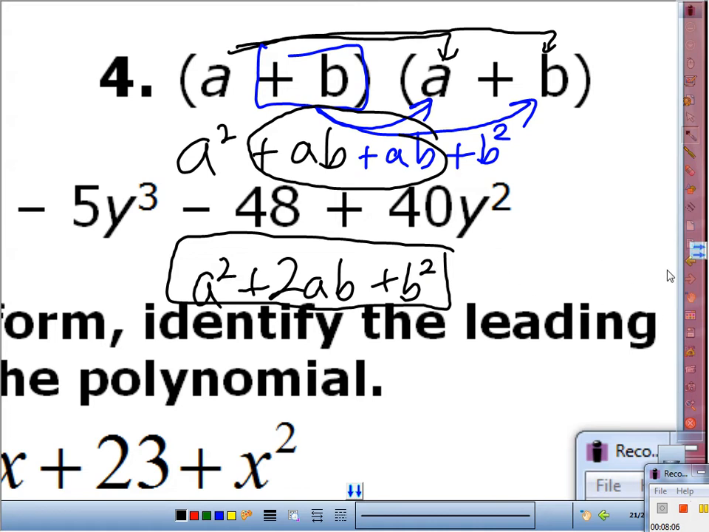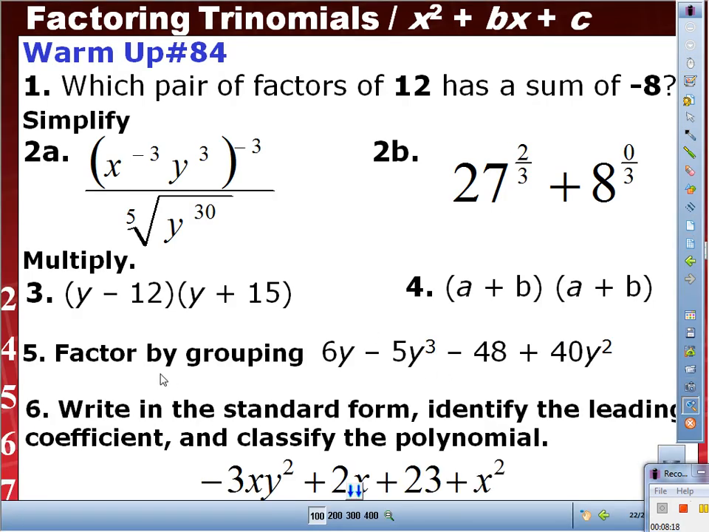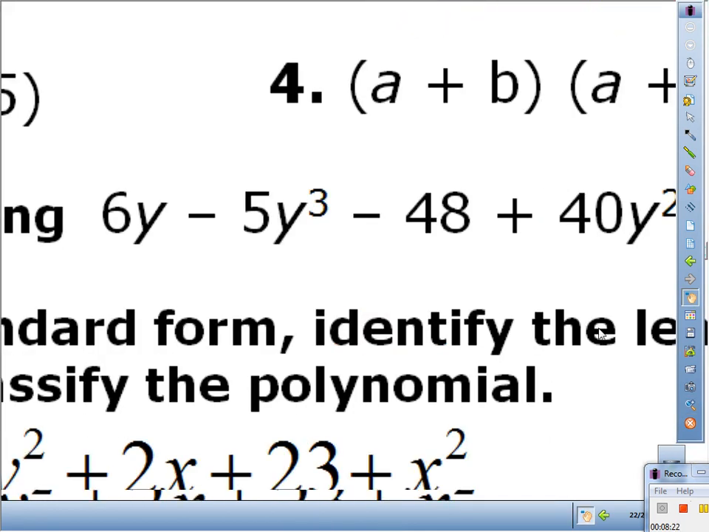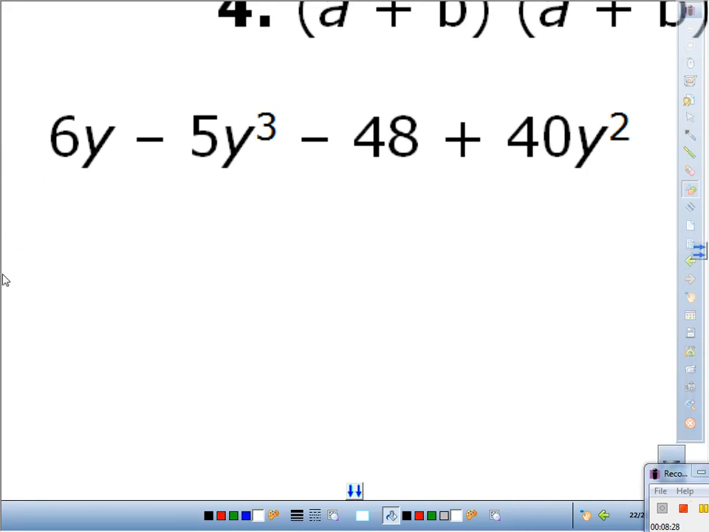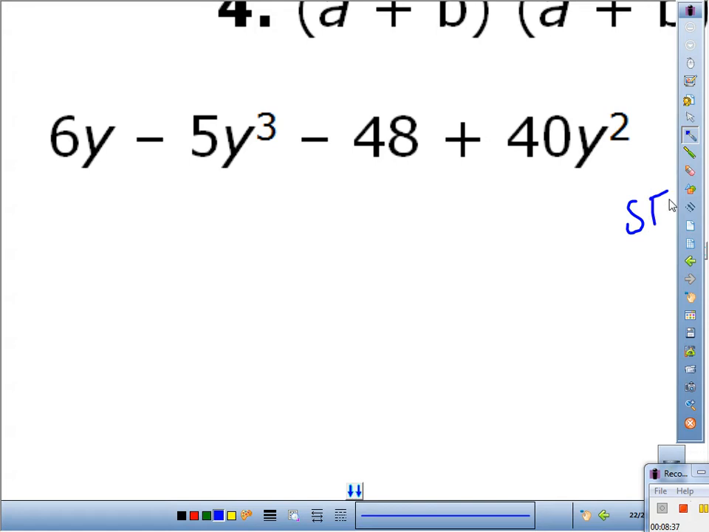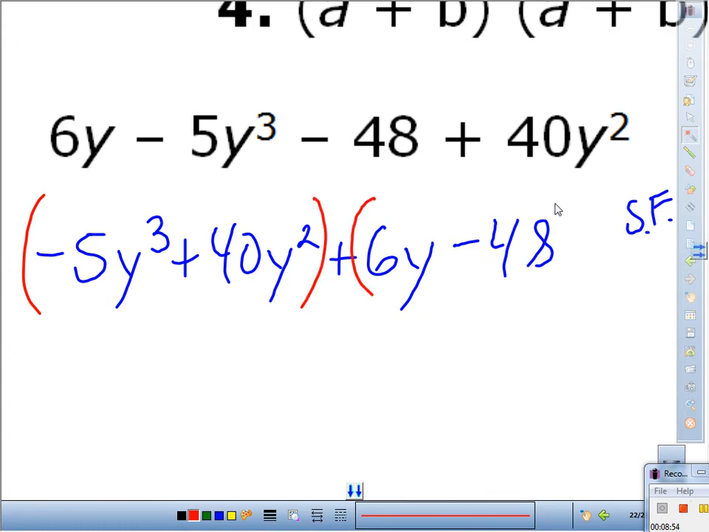Number 5. And zoom in. They want me to factor by grouping. Here we go. Factor by grouping. To factor by grouping, what is step 1, everyone? Standard form. So I'm going to do standard form really quick. So where do I start? At negative 5y cubed. From there I go to positive 40y squared, to positive 6y, and negative 48. From there I group these two and these two.